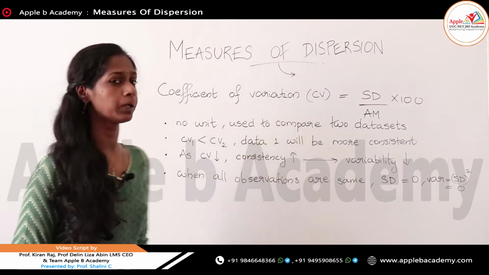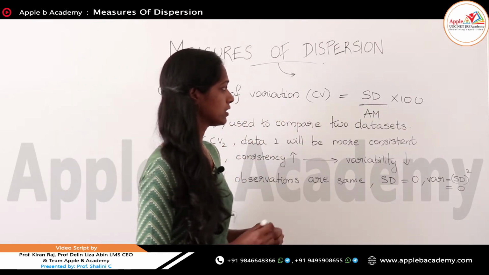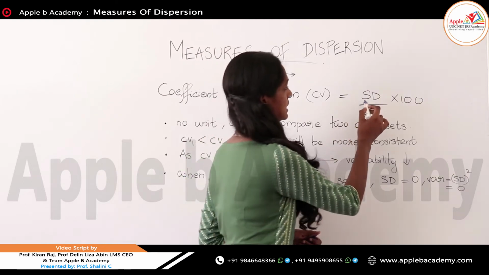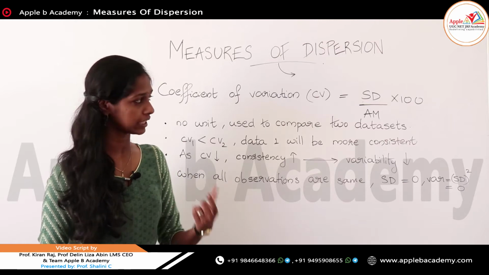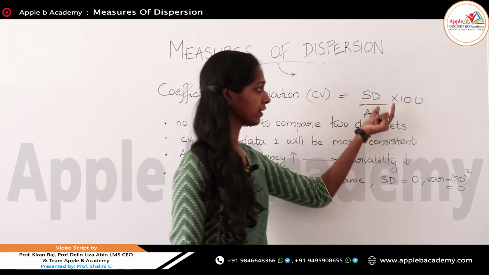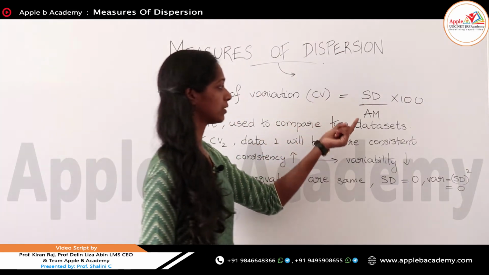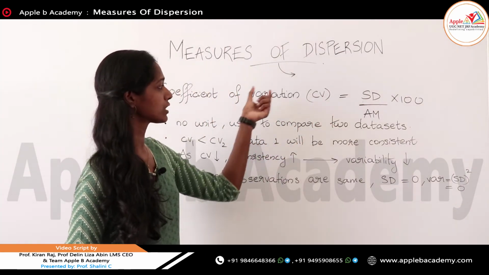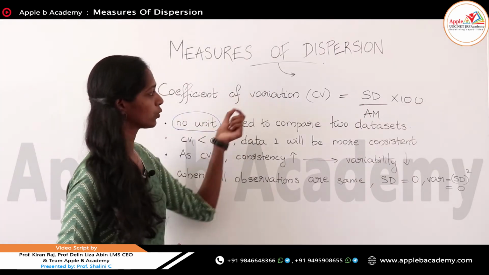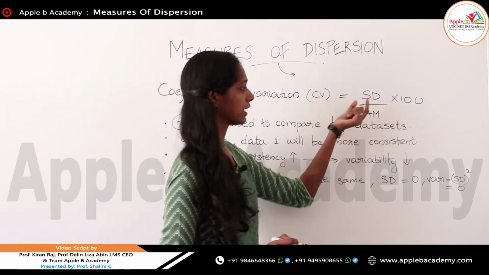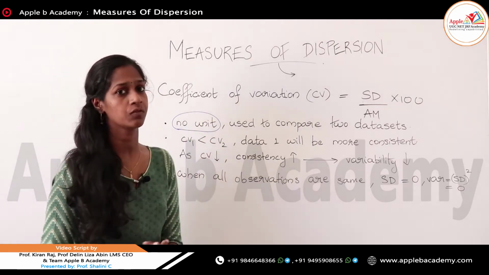So next we move on to another concept, coefficient of variation, otherwise denoted as CV. So the standard formula of CV is standard deviation by arithmetic mean into 100. Since standard deviation and arithmetic mean have the same unit, the coefficient of variation has no unit. When you solve for it, we get a number. It has no unit. And what is the coefficient of variation used for?